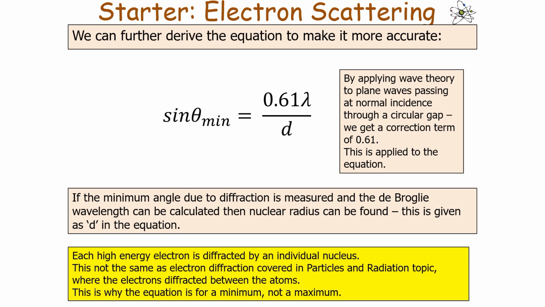Now remember, each high energy electron is diffracted by an individual nucleus. This isn't the same as electron diffraction covered in the particles and radiation topic, which is where electrons are diffracted between atoms. This is why our equation is for a minimum value and not a maximum value.